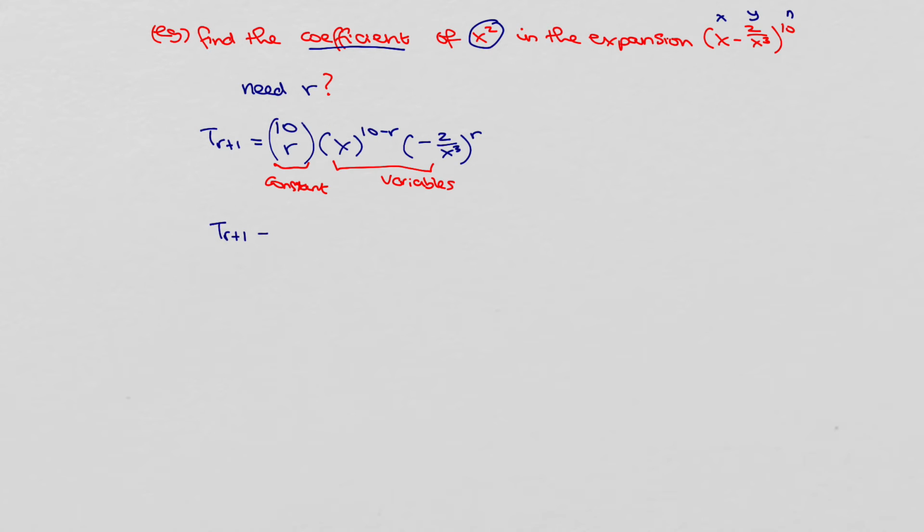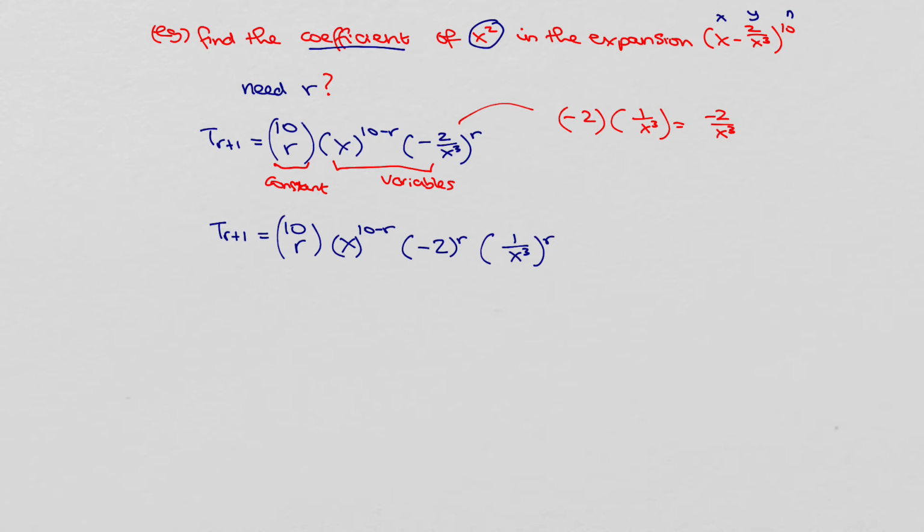Okay, so let's see what I can do here. We have t of r plus 1, 10 choose r, I can't do anything with because I know it's a constant. x to the power of 10 minus r, I can't do anything with because I can't simplify that. However, minus 2 over x cubed to the power of r can be written as minus 2 to the power of r multiplied by 1 over x cubed to the power of r. And that's because, obviously, minus 2 multiplied by 1 over x cubed is minus 2 over x cubed. So all I'm doing is I'm separating out the constant and the variable.